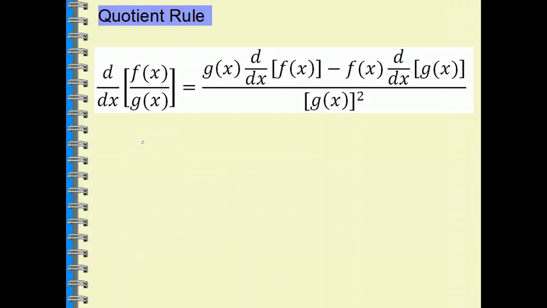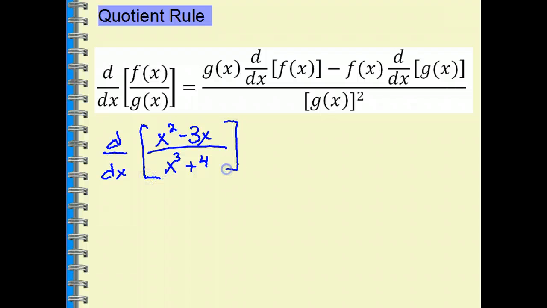So let's look at an example here. Let's say we want the derivative of a function, and let's have x squared minus 3x all over x cubed plus 4. Okay, here's our function, and we want to take the derivative of that with respect to x. So what this tells us is that we take the bottom function, x cubed plus 4, and we multiply it by the derivative of the first, which in this case is going to be 2x minus 3.